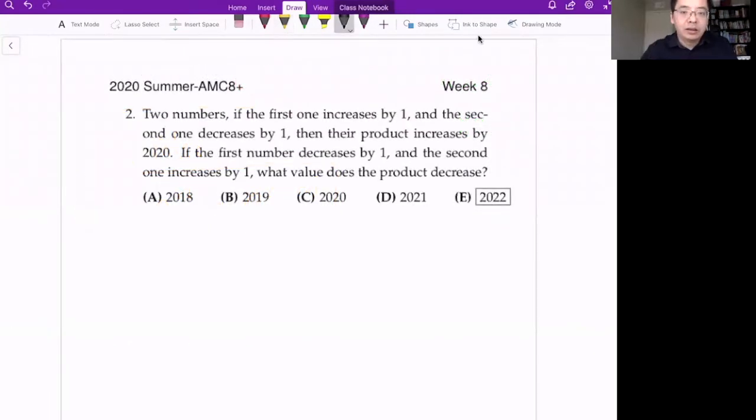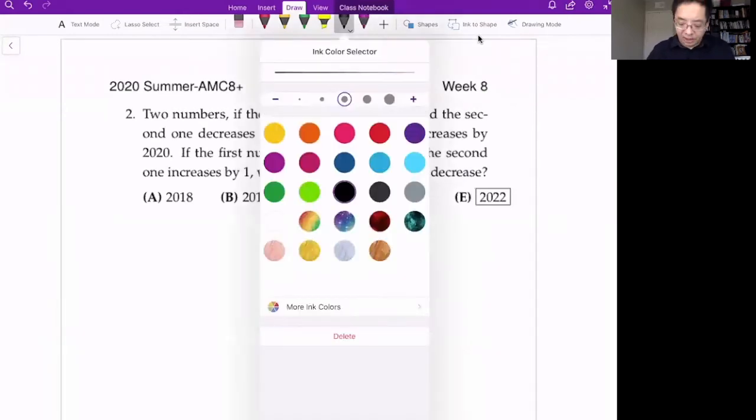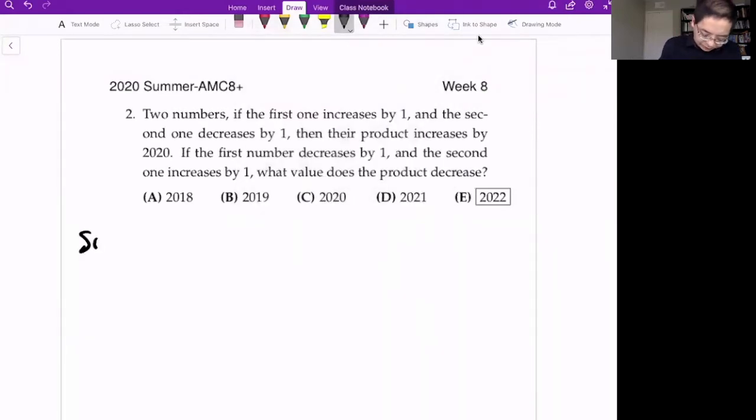All right, now let's look at problem number 2. The problem says there are two numbers. If one increases by 1 and the other decreases by 1, then their product increases by 2020. Next, if we switch decrease and increase, how much does the product decrease? Okay, so for this problem, we are going to use a little algebra.